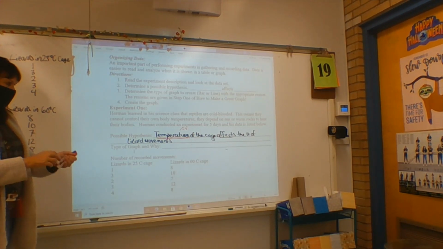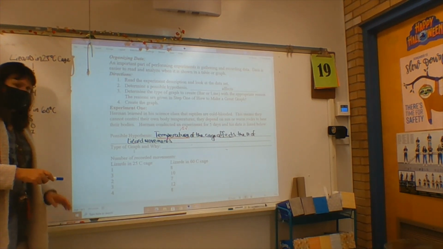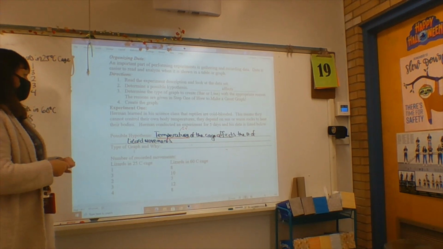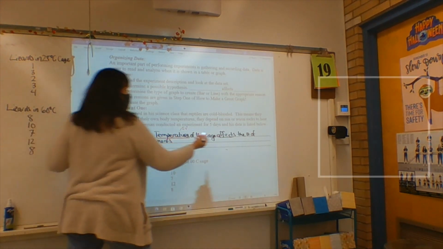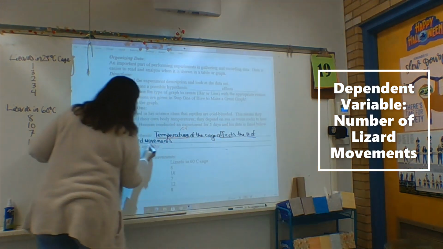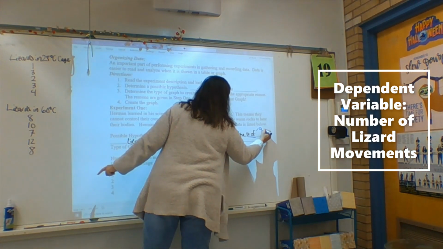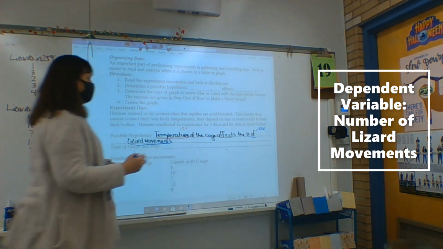Hey, and Ms. O'Leary, what are we gathering data on that is the dependent variable, what we measured or counted? We are measuring lizard movements, number of lizard movements. Okay, so I'm going to turn that really quickly, just blue, because we did that before. And I'm going to call that my DV, dependent variable.